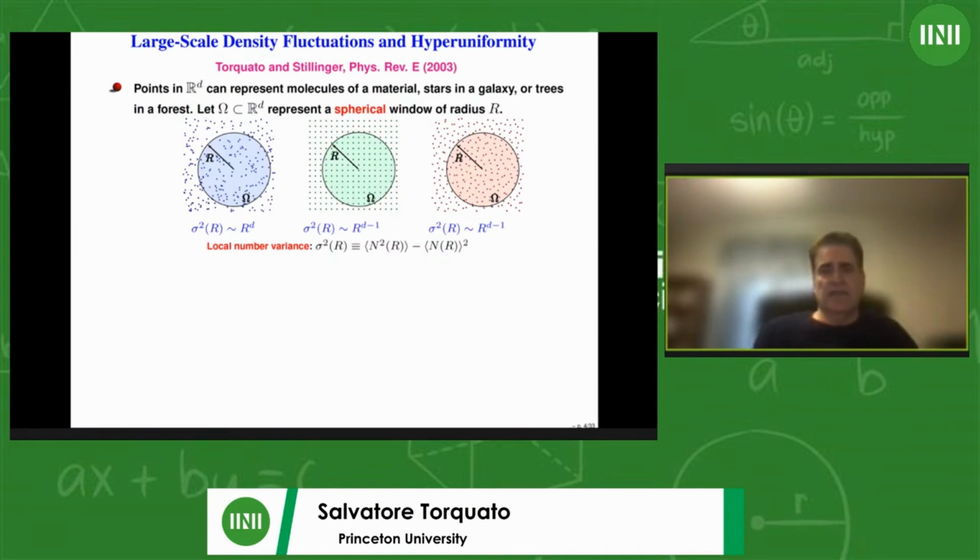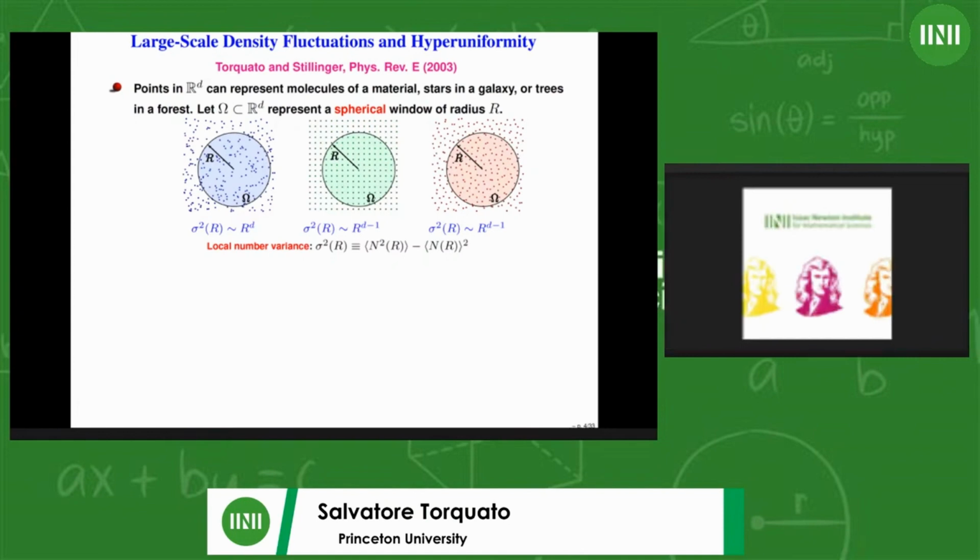And so the idea is you have an infinite set of points in Euclidean space, and this is what I mean by d-dimensional Euclidean space. And of course, that can represent anything you like, stars in a galaxy, trees in a forest. In fact, we recently applied the hyperuniformity concept to galaxy distributions, for example.